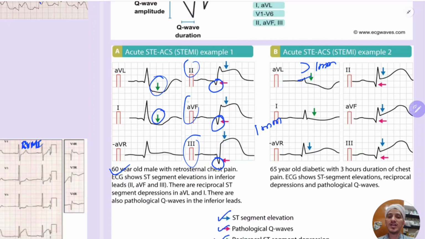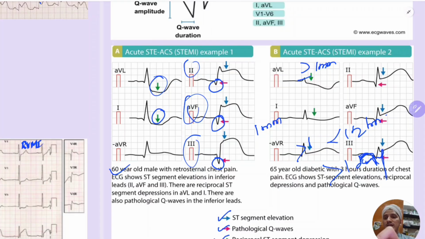So 3 and AVF, or 2 and AVF, are nothing but inferior leads, no? So that's how they are pathological Q waves. These are also examples of pathological Q waves in infarction cases. When pathological Q waves develop, the duration is less than 12 hours. Along with that, if there is inversion of the T wave, then the duration becomes more than 1 day.